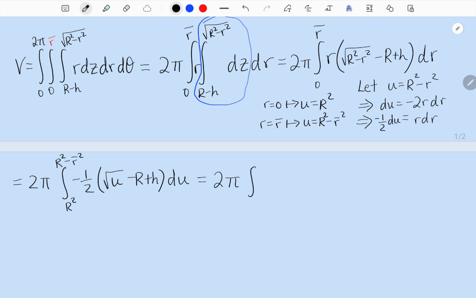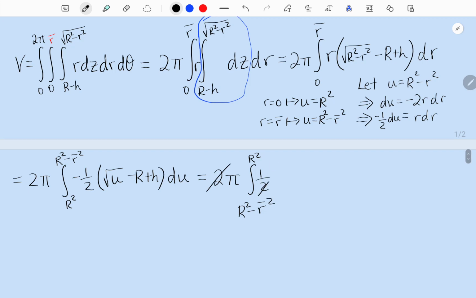Okay, so we have R squared minus r bar squared to R squared, and it's going to be positive 1/2. You take this positive 1/2 out, and it's going to cancel out with this 2. So these will cancel out. And then we just have the square root of u, plus h minus R, du. Okay. So now this is equal to pi.